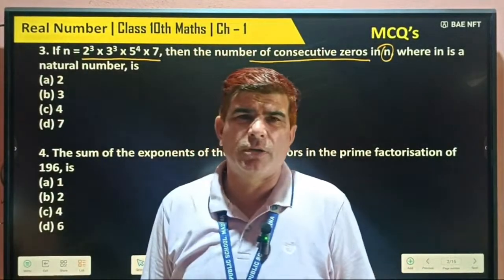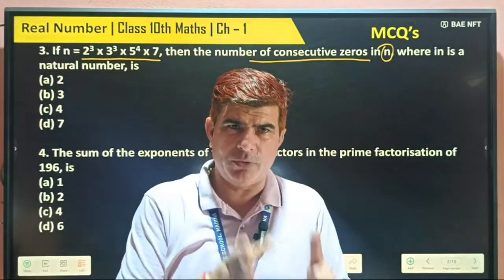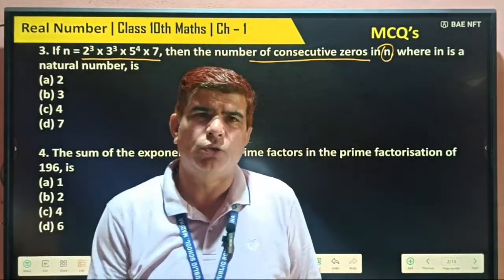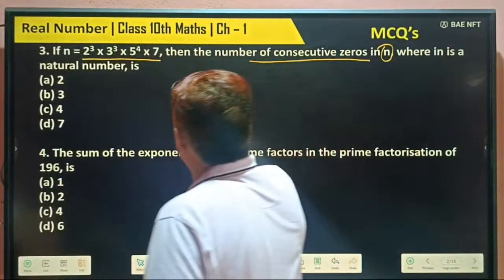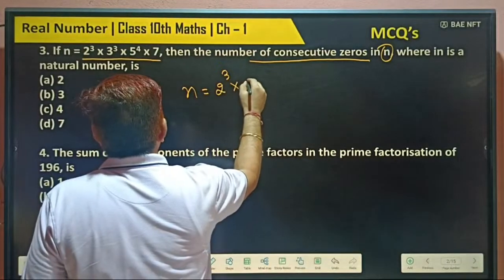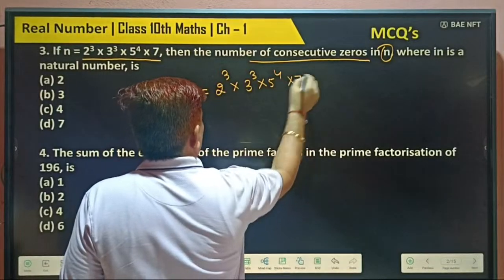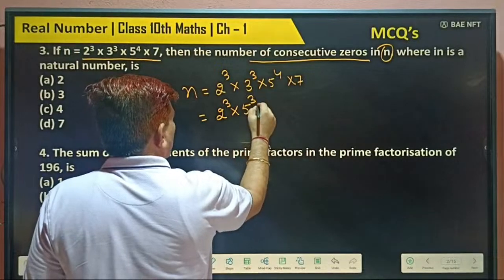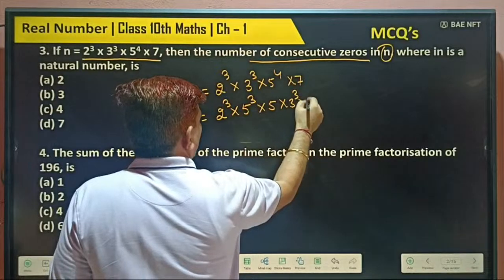And what are natural numbers? Those starting from 1 and going to infinity, and the difference between two consecutive natural numbers is always 1. 1, 2, 3, 4, 5, 6 are all natural numbers. So check this question. What is your n? n equals 2 power 3 into 3 power 3 into 5 power 4 into 7. So we can write this as 2 power 3 into 5 power 3 into 5 into 3 power 3 into 7.